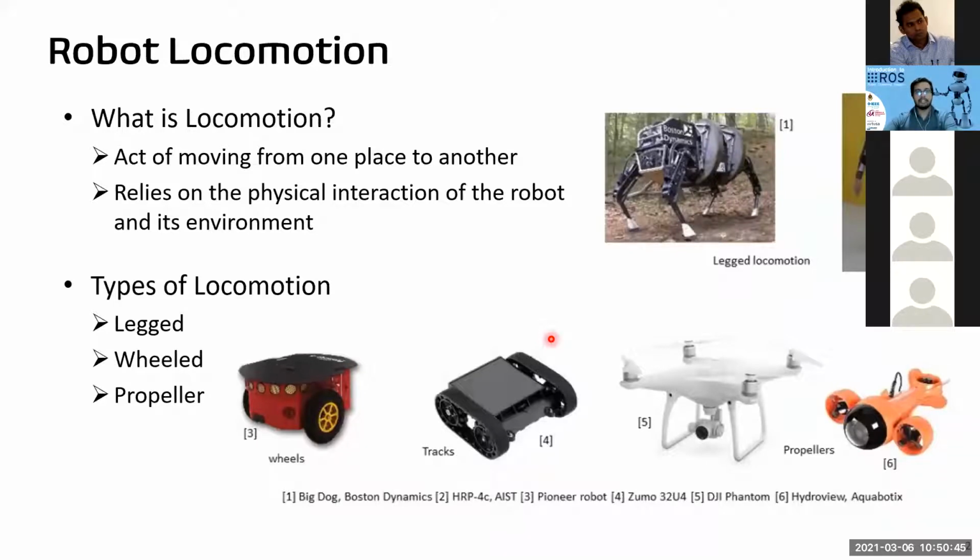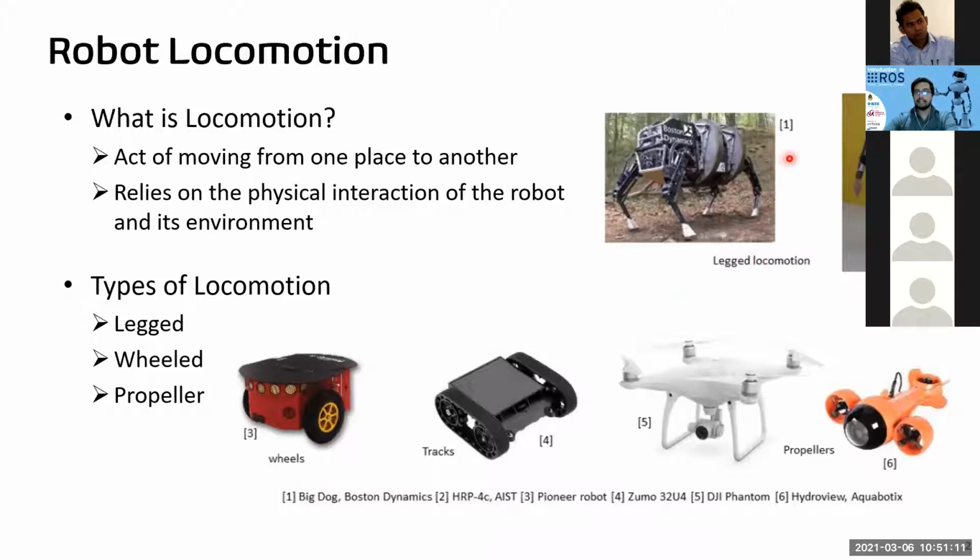So the first theory that we are going to talk about is called robot locomotion. What is robot locomotion? It is the act of moving from one place to another, and it relies on the physical interaction of the robot and its environment. Here are a few examples of what robot locomotion means.